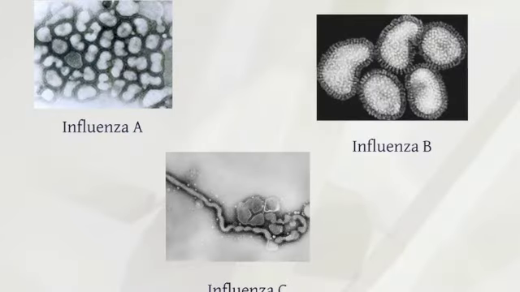There are three types of influenzas: influenza type A, B, and C. Influenza A viruses infect a wide variety of mammals, including man, horses, pigs, ferrets, and birds, the main human pathogen associated with epidemics and pandemics.